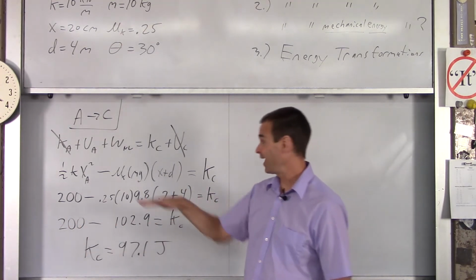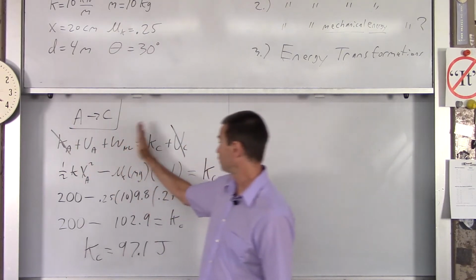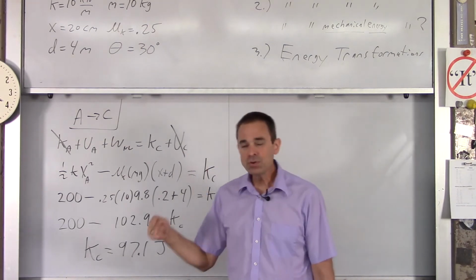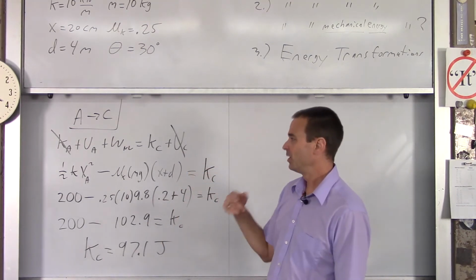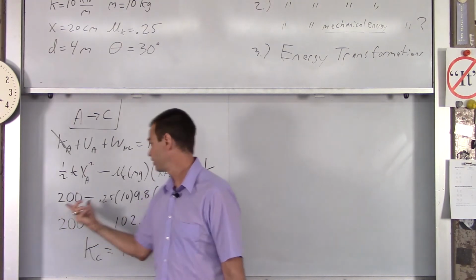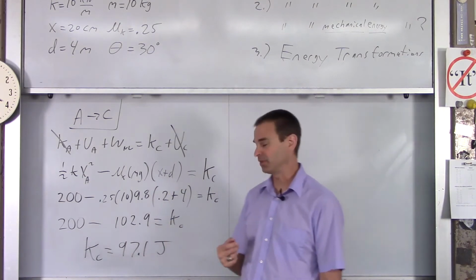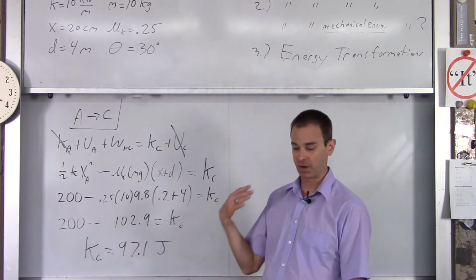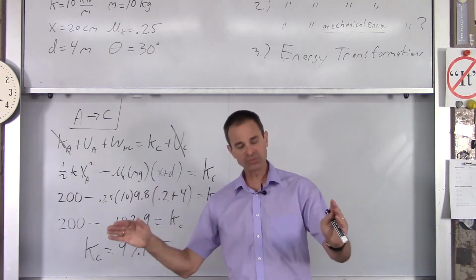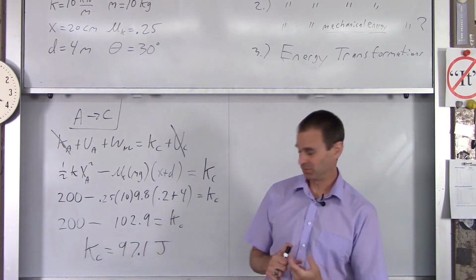So again, mechanical energy is conserved because if this side of the equation equals that side of the equation, energy is conserved, okay? We lose mechanical energy though. The total potential and kinetic energy before was 200. The total potential and kinetic energy after is only 97. We've lost over half of our mechanical energy. So again, it's a little confusing. Energy is always conserved. Mechanical energy is not always conserved, okay?